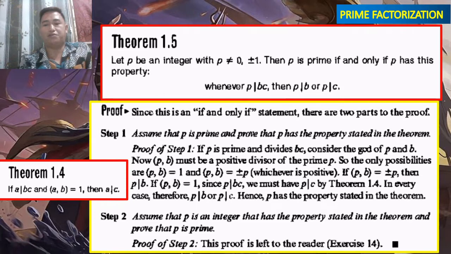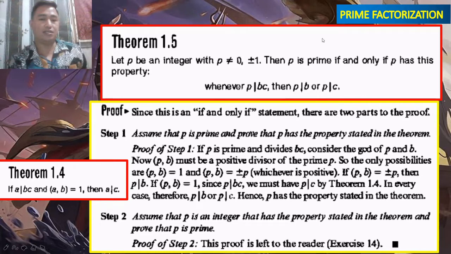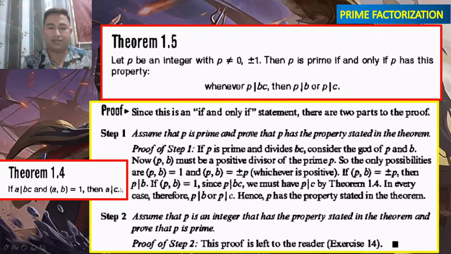So for if and only if, first we suppose that P is prime and show the property, then we suppose the property and show that P is prime. Okay, step 1: assume that P is prime and prove that P has the property stated in the theorem. So assume that P divides BC; what we need to show is that P divides B or P divides C.